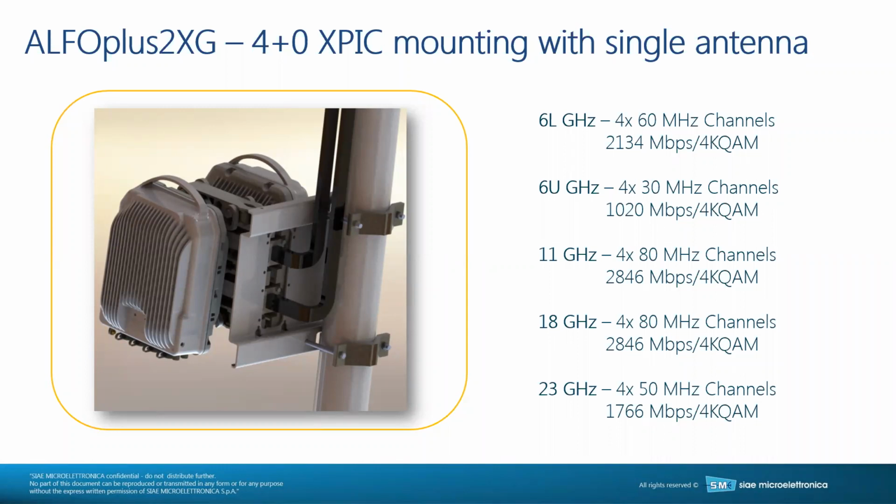And 6 upper with 30 meg channels, that capacity is just over a gig. The interesting thing here at 11 and 18 gigahertz, and 11 gigahertz in Canada with 80 meg wide channels, you're up at almost 3 gigabits per second for an 11 gig path. And at 23 gigahertz, with a 50 meg channel, you're at just about 1.8 gigabits per second. And again, these are all full duplex numbers. So if you want to do the aggregate thing, and fake it with the aggregate, just double that. But anyways, it's interesting. We have a number of customers, including a tier 1 operator here in the U.S., that have implemented this throughout a lot of their sites, and are enjoying the benefits of doubling the throughput.